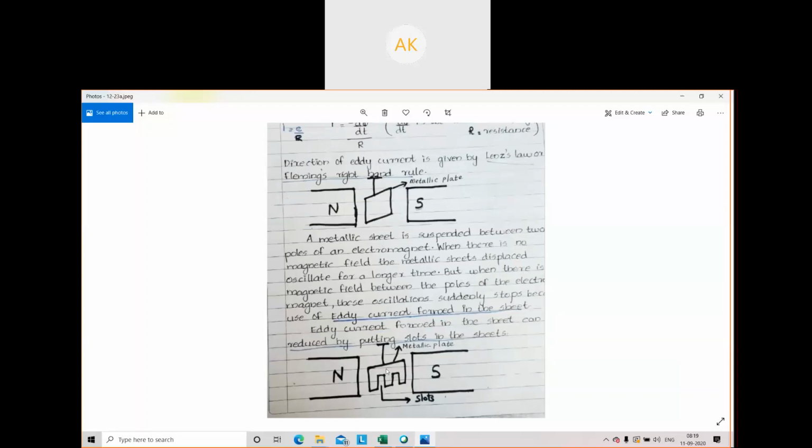See, anyway, when the flux linked with the metallic plate changes, EMF will be induced in it, and due to that EMF, a current flows through this metallic plate. But the current has to travel a longer path, like this. A longer path means resistance is more. When resistance is more, current will be less. So the eddy current produced will be less if we put some slots in the metallic sheet. And there is another method to reduce eddy current, that is laminating the soft iron core in a transformer.